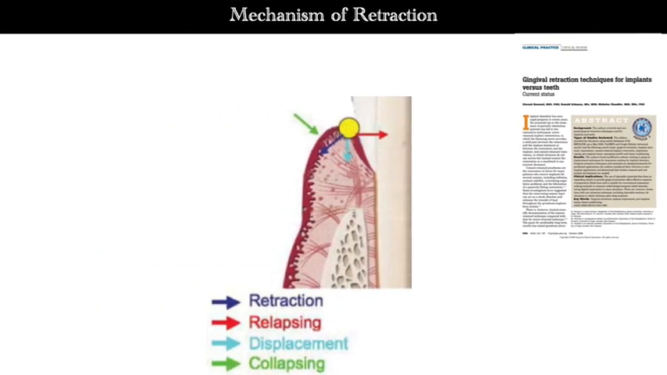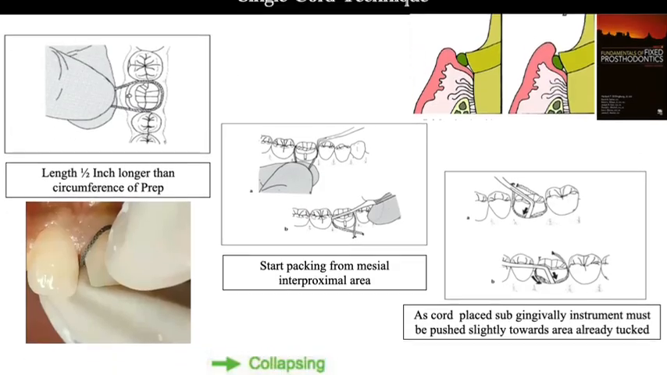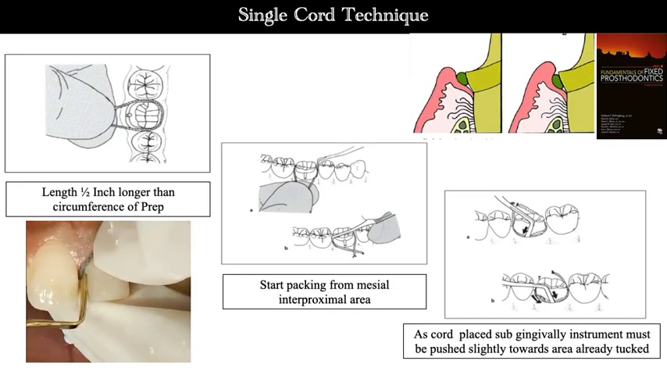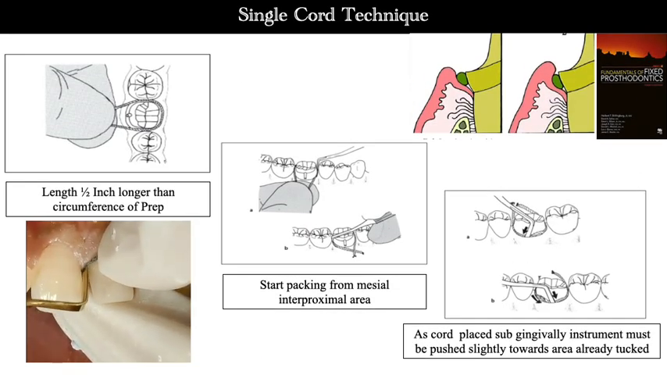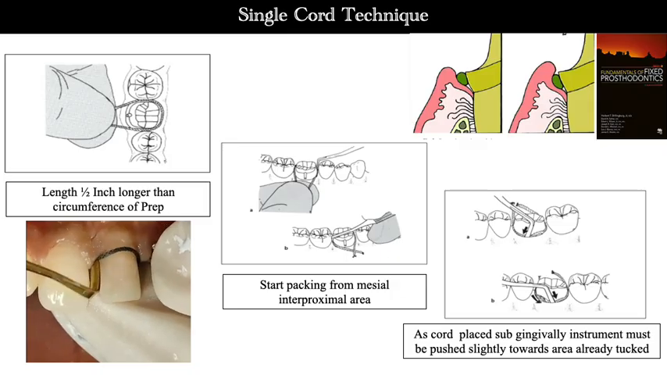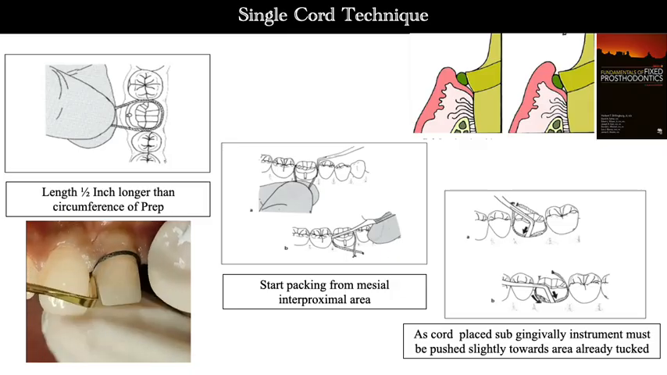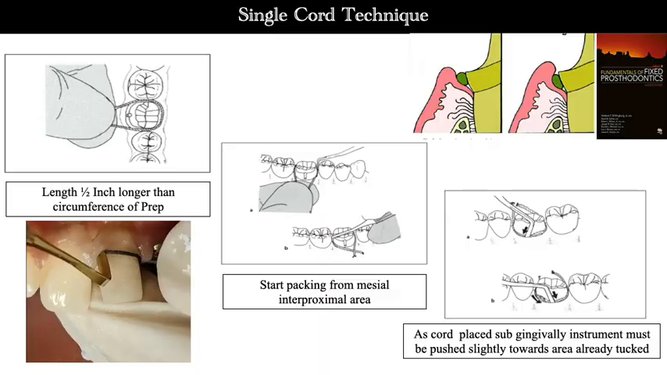Then the principle of gingival, the sulcular displacement, would be retracting the sulcus, doing the procedure, and the minute you remove the retraction cord or any other gingival displacement method, the sulcus should relapse back to its origin. Now, there are different techniques for placing the gingival retraction cord. The most common method we use is the single cord technique, but I'll speak more about it, and I'll tell you when exactly to use the single cord technique.